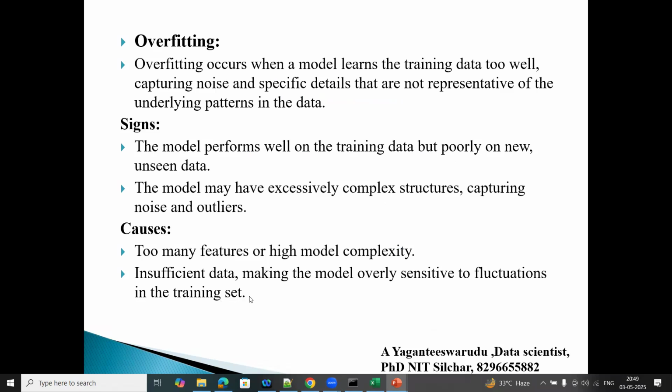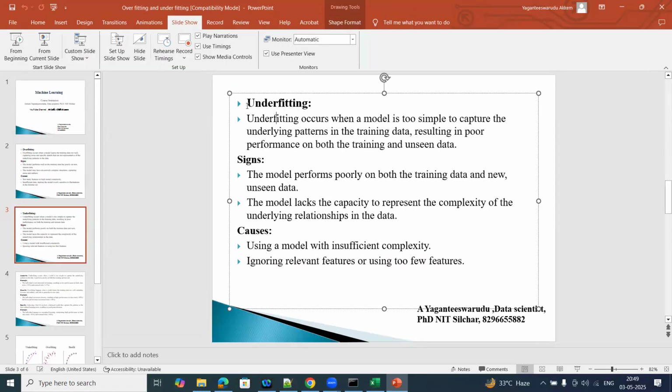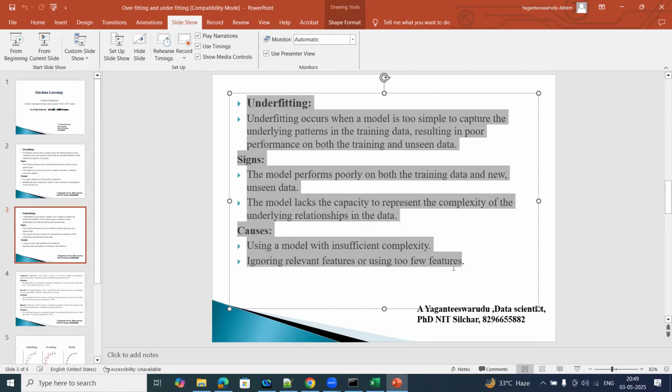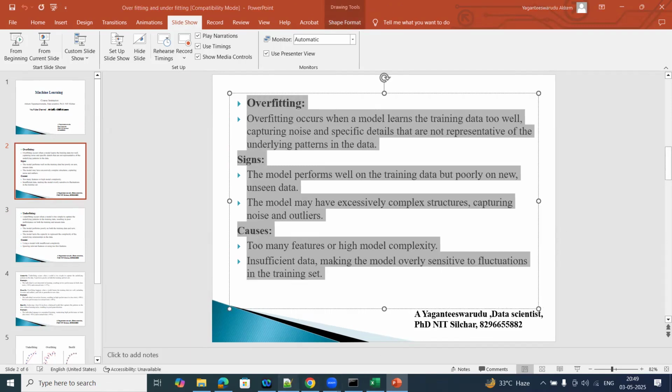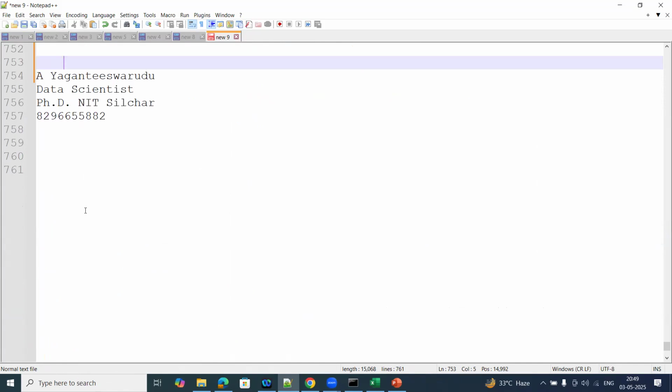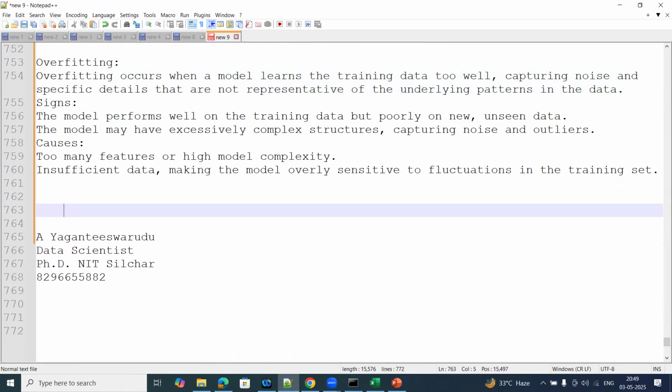Let us see. So before explaining these concepts, I will take some simple example. So let us take this. Overfitting occurs when the model learns the training data too well, capturing the specific details that are not representative of the underlying patterns in the data. So what exactly is it? For example, let us take a simple example.